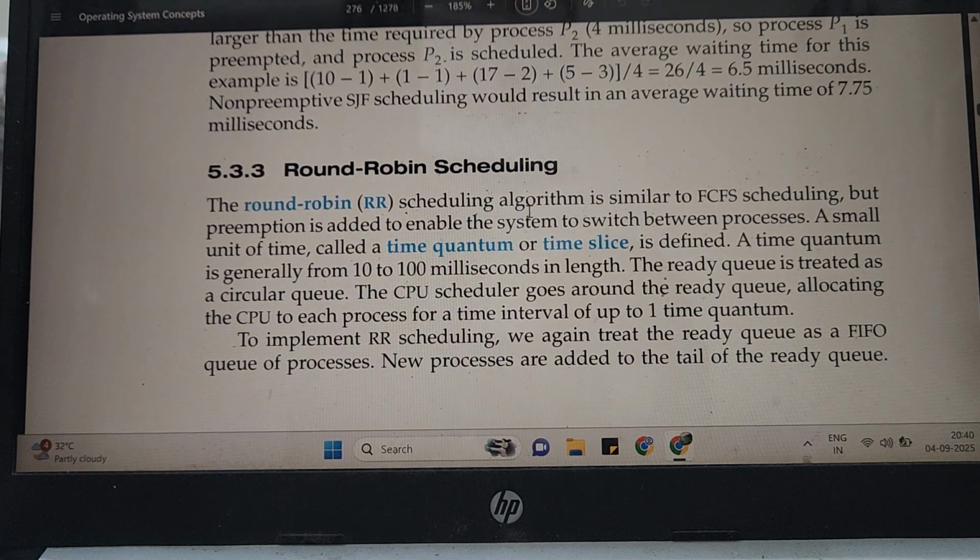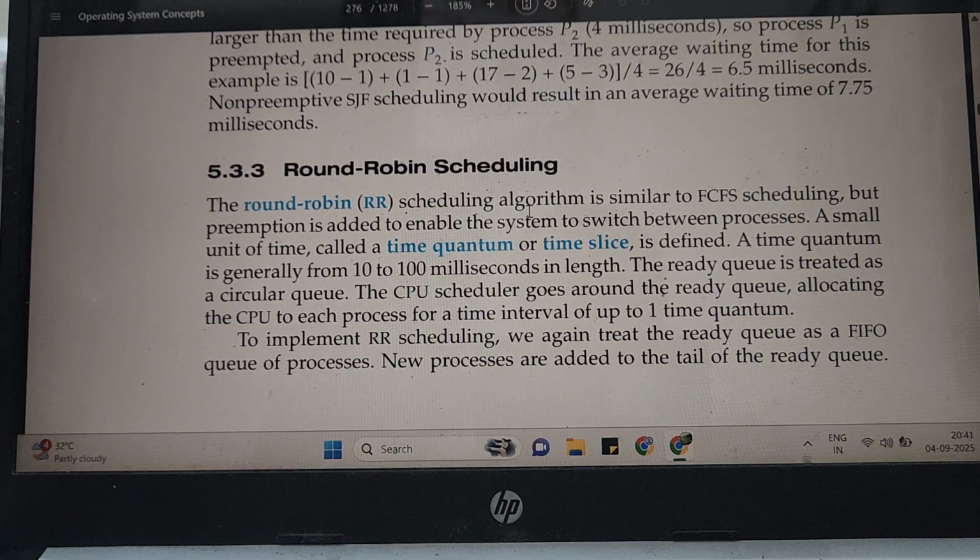Alright, now we're going to look at another preemptive scheduling algorithm which is called round robin. This is one of the most popular scheduling algorithms. So what happens here is we fix something called a time quantum or a time slice, and then every process is executed for as many units as the time slice.